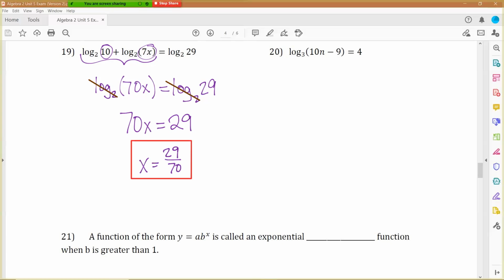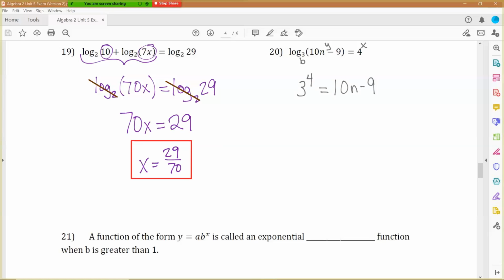Looking at question 20. Question 20 is different than the last three questions because there's only one log. There's no log on the right side to cancel out, so I've got to have a different game plan for this one. When we have one log, the easiest way to get rid of that log is to convert to exponential form. This is my base, this is my y, and this is my x. So I'm going to rewrite this as b to the x power equals y. Well, 3 to the 4th power equals y, which is 10n minus 9.